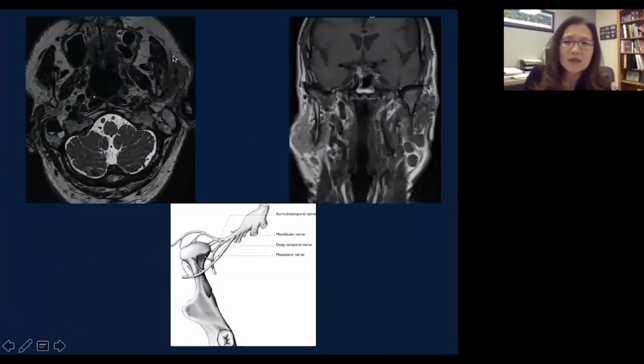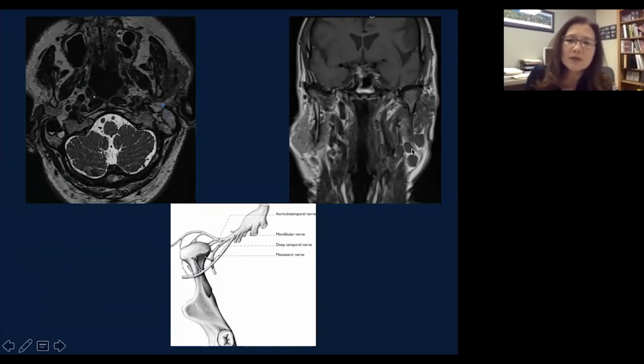Notice the same findings: the ill-defined mass lesion in the superficial lobe invading the masseter muscle, and also extending posterior to the mandible. This is the area where the auriculotemporal nerve is running, and this is a branch of the trigeminal V3, the third branch of the trigeminal nerve, and it's really a conduit between the facial nerve and the trigeminal nerve. So these findings indicate the lesion is involving a nerve, so perineural spread along the auriculotemporal nerve.